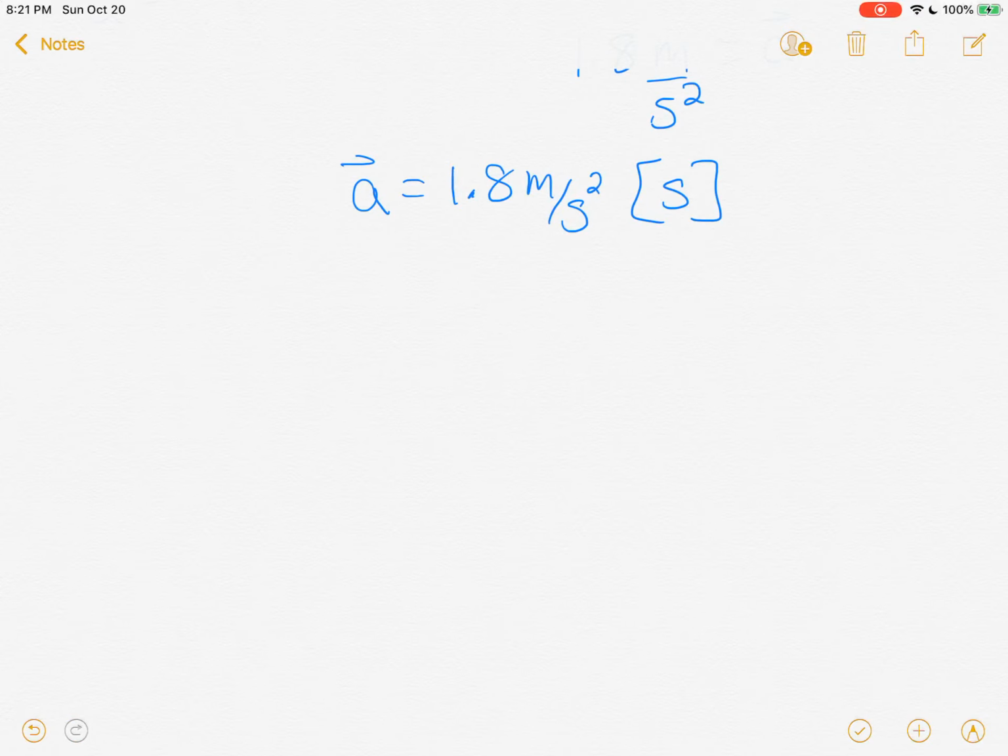So this is our continuation of Newton's laws note. We're going to look at practice question number 2 for Newton's second law.